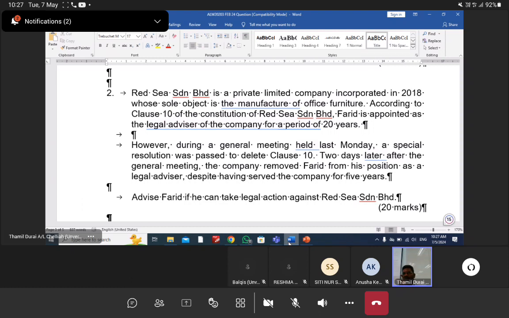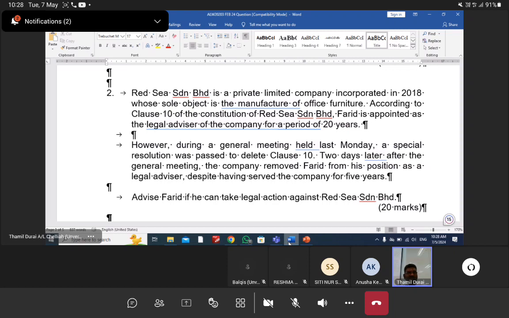Okay. If it is about something member related, then yes, if the clause is removed, the member can take action. But it's nothing to do with the member's position. It's talking about the legal advisor position. Legal advisors are outsiders to the constitution. So in that capacity, we apply the case of Eley. We can say clearly that yes, the company can go ahead to amend the constitution. There's nothing Farid can do here. Farid has no legal rights when it comes to the constitution.